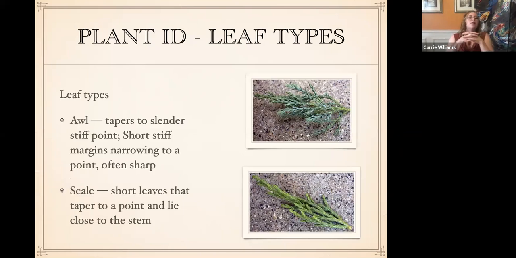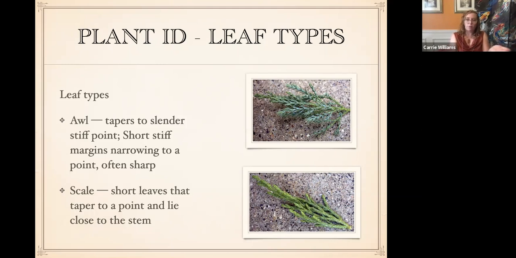There's a couple other leaf types. Certainly when you get into the conifers, there is an awl-shaped leaf, an awl like an ice pick. It's very pointed. So an awl-shaped leaf tapers to a stiff point. Juniper is a great classic example of some of the awl-shaped leaves, though also Cryptomeria has an awl-shaped leaf, and a few other conifers. We might also talk about a scale-type leaf, which is a lot like a scale on a fish. It's a little short leaf that tapers and lies close to the stem.